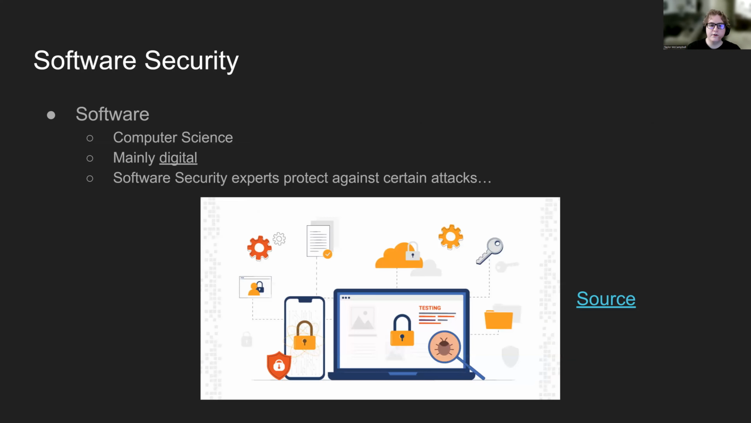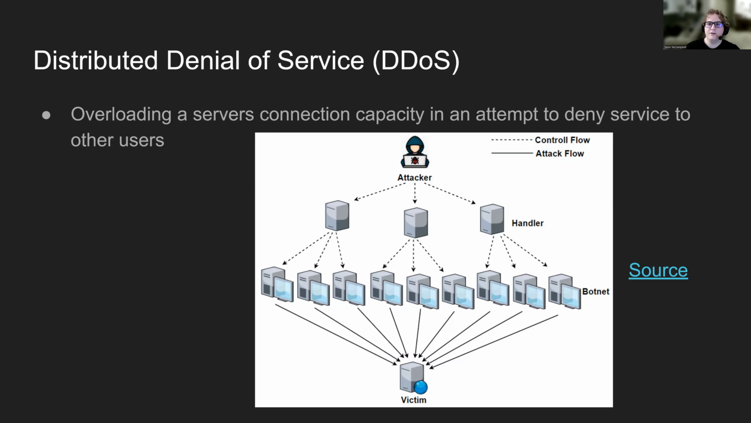So then there's software security. This is my area of expertise. Computer scientists mainly deal with software security, or people with computer science backgrounds. And it's all digital. Like I said, it sits on top of the hardware, the things that actually deal with the ones and zeros. And there are also certain attacks that involve software. So the first one is a distributed denial of service attack, which is where an attacker sends a bunch of traffic to try and overload a server to deny other users being able to access it.